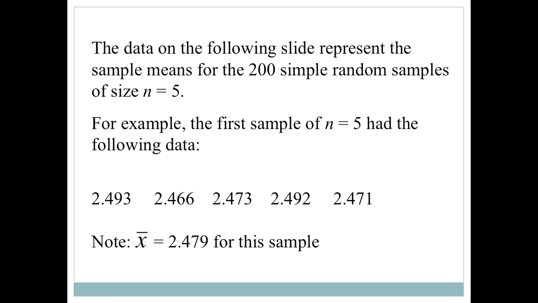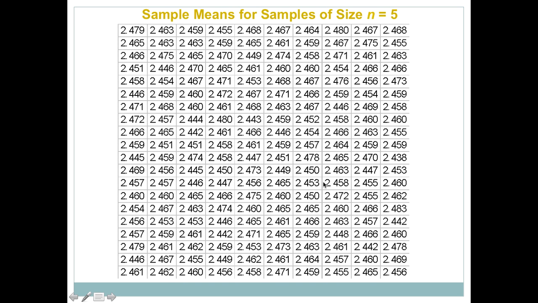Then this same kind of process was repeated 199 more times, and these were the results that were obtained. That 2.479 is all the way up here, and then they recorded all 200. This was done using some kind of simulation technique. Basically, each of these observations represents the sample mean for 5 different pennies that were weighed. So they took 5 pennies, weighed them, took the average, and recorded it. Took 5 more pennies, weighed them, took the average, recorded that.